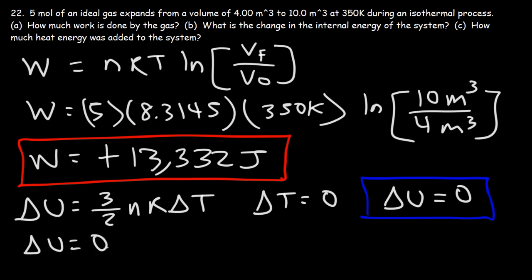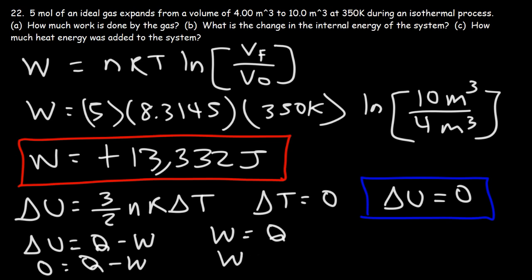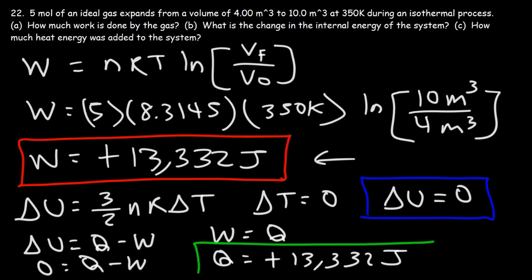Delta U is equal to Q minus W. So if delta U is 0, if we add W to both sides, we can see that W is equal to Q. So Q is going to be the same as this answer, positive 13,332 joules. So that's the answer for part C.